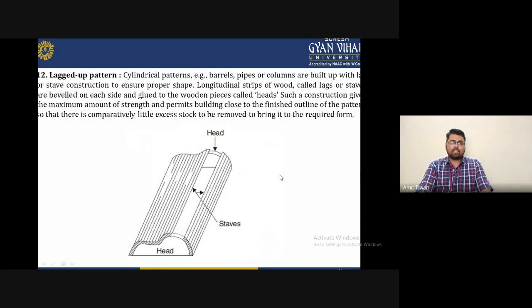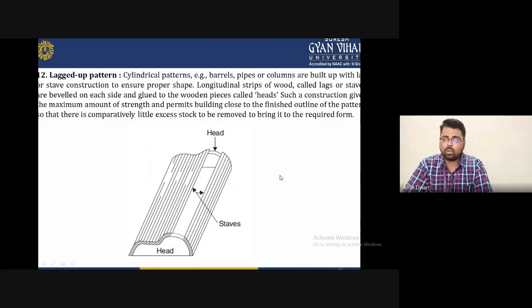And the last type of pattern is the lagged up pattern. The lagged up pattern is generally used for cylindrical patterns. Basically, for fabricating barrels, pipes, or columns, they are built up with lagged or stacked construction to ensure proper shape.